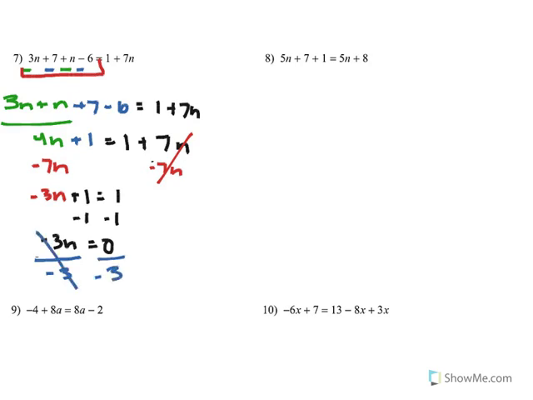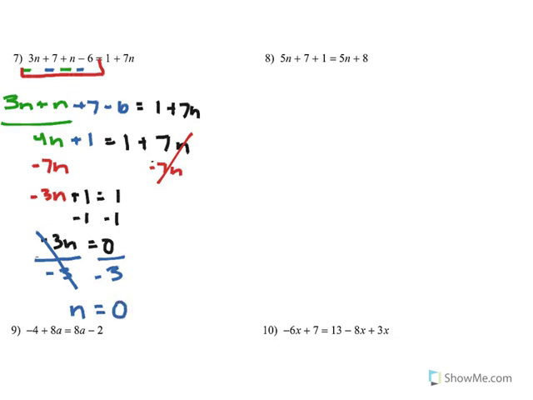Negative 3 divided by negative 3 ends up canceling out. That means on this left-hand side, I'm left with just plain old n. And we're going to simplify the right-hand side. 0 divided by negative 3 is still 0. So my answer is n equals 0, and I'm not freaking out about that answer, n equals 0, because 0 is just a number. Let's take a look at 8.